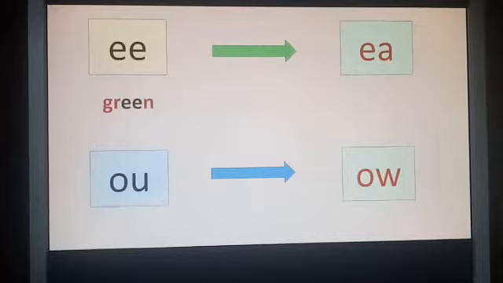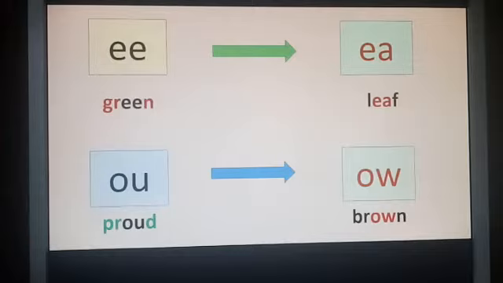Green. In green, the E sound is heard and we write the long vowel EE. And then leaf. In leaf also the E sound is heard, but we use the alternative to write the word. And then proud. In proud we use the OW digraph. And then in the word brown we use the alternative sound of OW, that is OW.